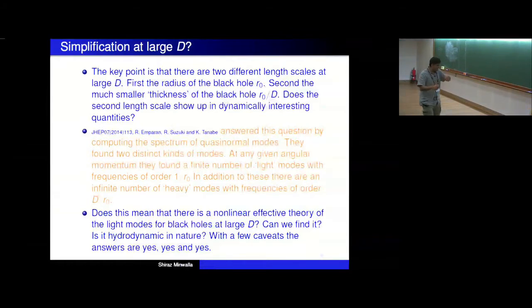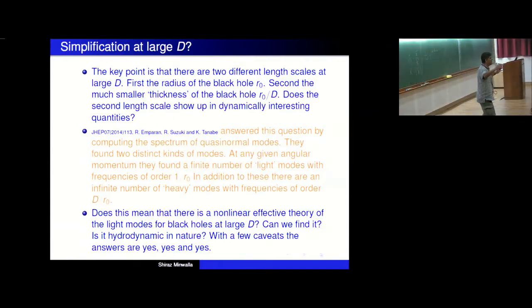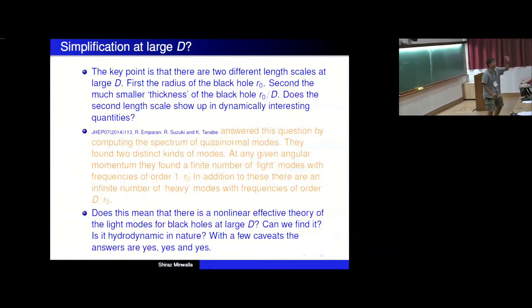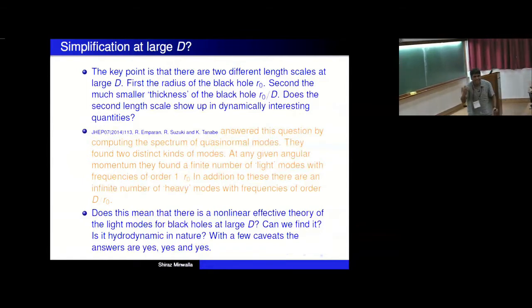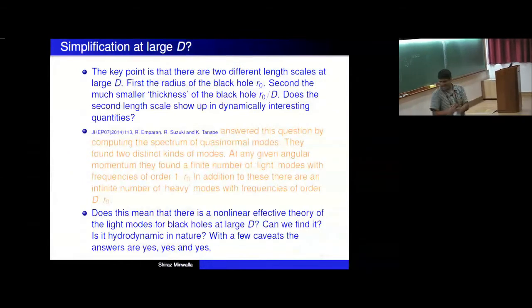Okay, so the key point here is that we have a simplification for black holes at large d. And that simplification is that there are two length scales in the problem. The first is the length scale of the Schwarzschild radius, that's r naught. The second is the much smaller length scale, which I'm going to call the thickness of the black hole, which is r naught divided by d. When d is large, the black hole becomes very much like a codimension 1 object, because r naught divided by d is almost 0.